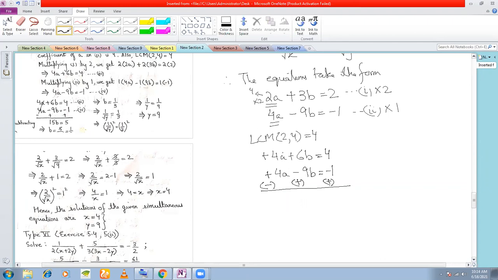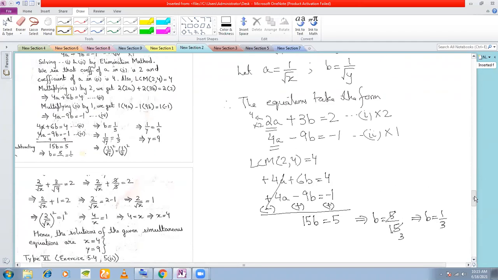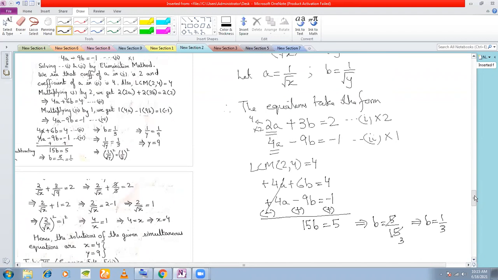In order to remove a, we need to subtract. So we subtract and remove this. This gets cancelled. So we get 9b plus 6b, which is 15b, is equal to 4 plus 1, which is 5. That means b is 5 by 15. That means we get b as 1 by 3. We cancel here.